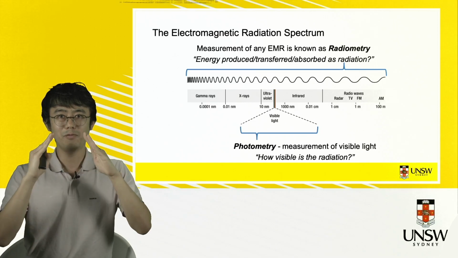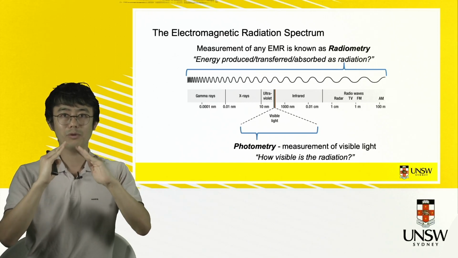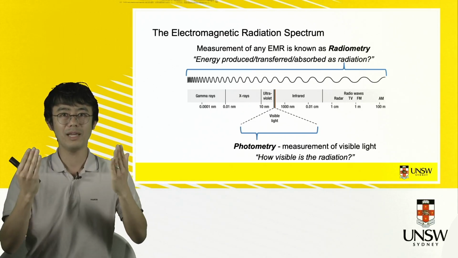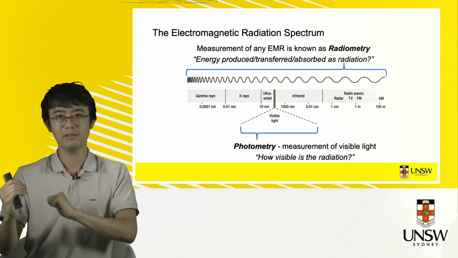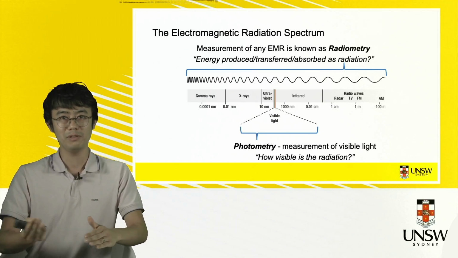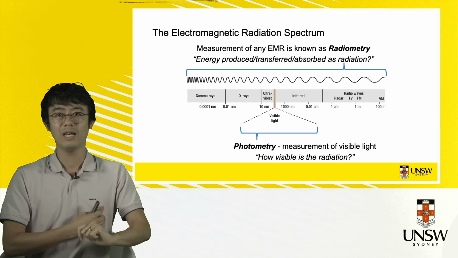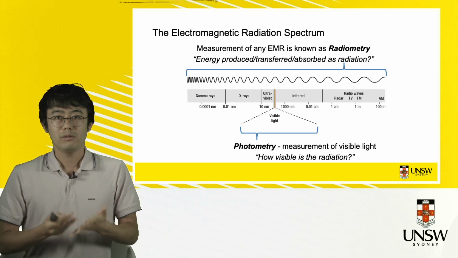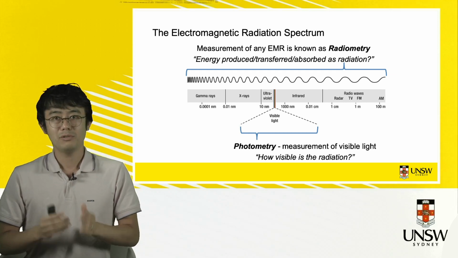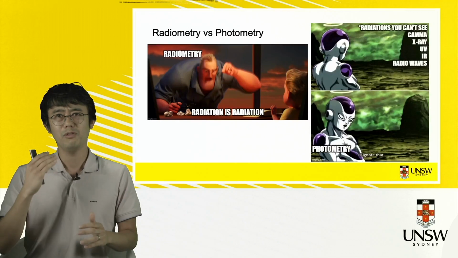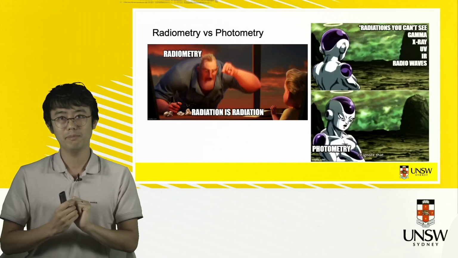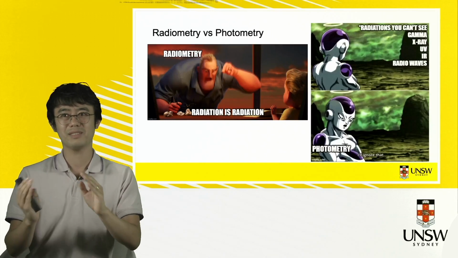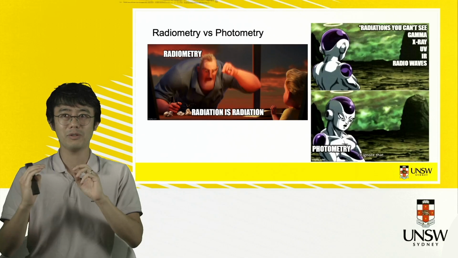Photometry, on the other hand, is very narrow. It only talks about the visible light spectrum. It doesn't care about energy level, it only cares about how visible the radiation is. That's the key difference between radiometry and photometry. I have a series of lectures about that. So remember, radiometry is about energy, and photometry only really thinks about how visible the radiation is. It doesn't care about the energy as much, although they are related.